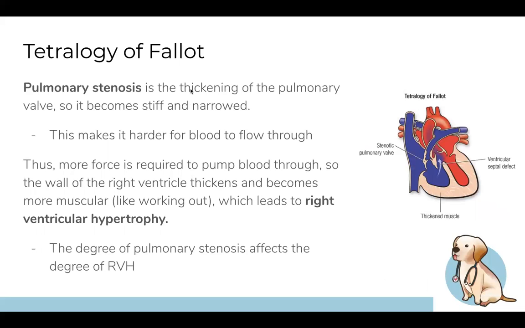So pulmonary stenosis, the thickening of the pulmonary valve so it becomes stiff and narrowed. So what does this do? It makes it harder for blood to flow through. Because it's hard for blood to flow through, the heart has to pump a lot harder to push this blood past this valve. So because of that, the muscle on your right ventricle needs to become thicker and stronger, which leads to right ventricular hypertrophy. So all of these things are quite linked. Pulmonary stenosis causes right ventricular hypertrophy, and the degree of pulmonary stenosis will affect how much it is hypertrophied.